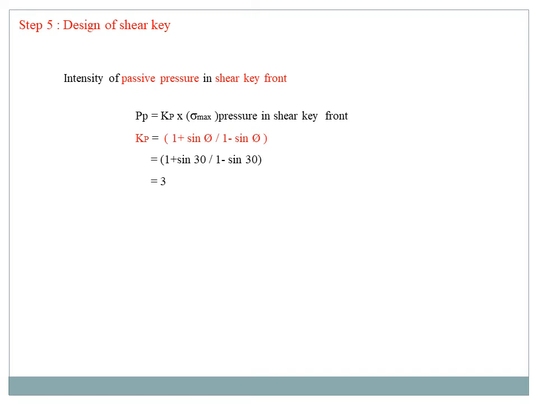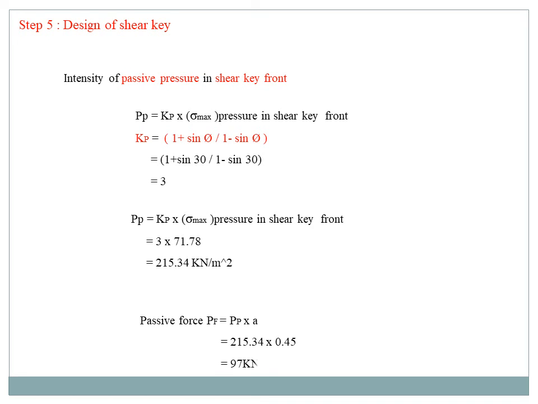We know that phi is 30 degrees, given in our question, so Kp is equal to 3. So apply Pp is equal to Kp into sigma max. So Kp is 3 and Pp is the pressure in shear key front. So our value is 3 into 71.78, equal to 215.34 kilonewton per meter square. So passive pressure P is equal to Pp into A, where A is the width of the stem base. So Pp is 215.34 into 0.45. You got it, PF is equal to 97 kilonewton.